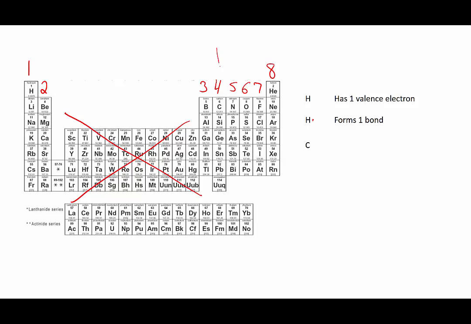Another example, carbon. Carbon is in the fourth column of the periodic table, so it'll have 4 valence electrons. To draw a Lewis structure of this, we have carbon, 4 unpaired electrons, one on each side. This tells us we're going to form 4 bonds with carbon. Finally, boron is in the third column, so it has 3 valence electrons, 1, 2, 3. It will form 3 bonds.